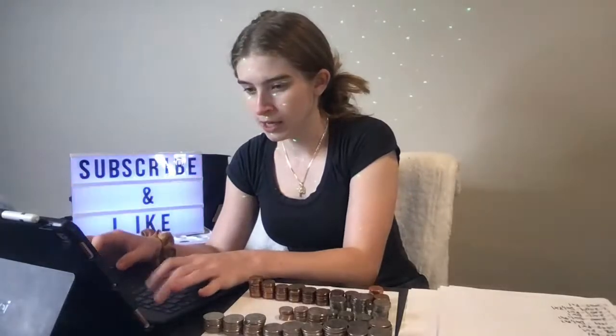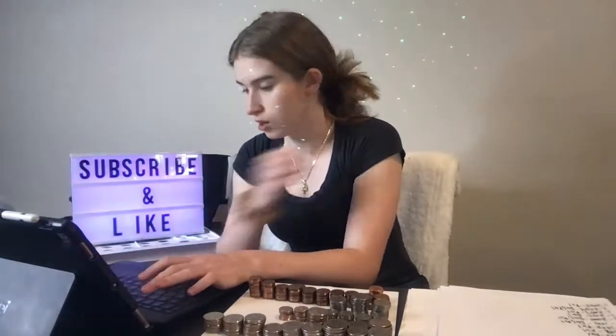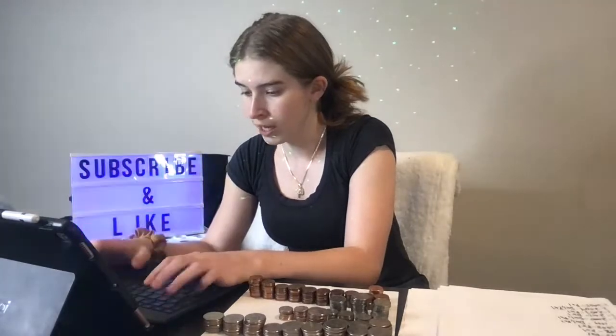2015, 2 of them had no letter. 4 of them had the letter D. 2014 had 1 had a letter, and the other one had the letter D. There was zero from 2013 for the pennies. For 2012, there was 2. One had a letter, which was D, and the other one did not.